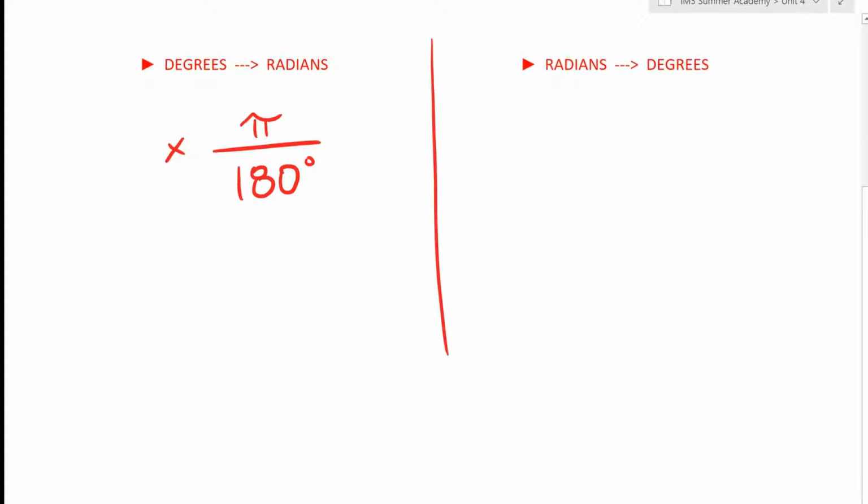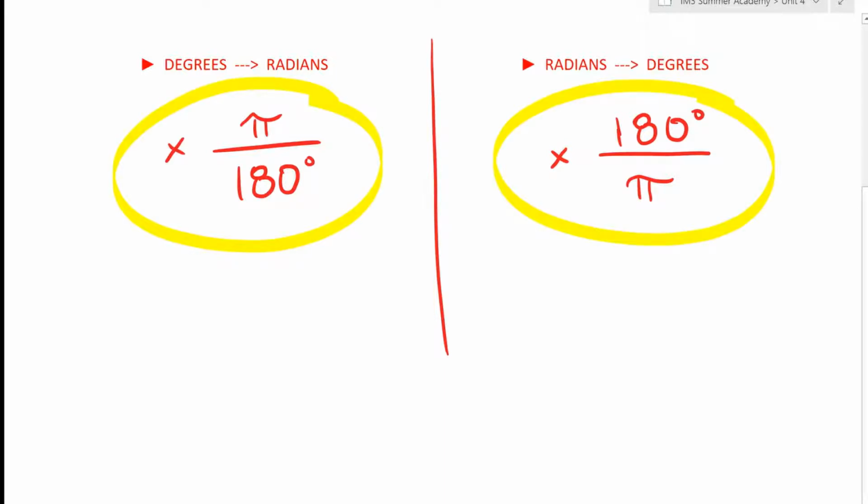Now, if they give you degrees, and they want you to convert it to radians, you're going to take whatever they give you and multiply it by pi over 180 degrees. On the other hand, if they gave you radians and they wanted you to convert it to degrees, you would multiply by the opposite factor. You would multiply by 180 degrees over pi. So very similar, just knowing which one to use for which situation. So degrees to radians is pi over 180. Radians to degrees is 180 over pi.